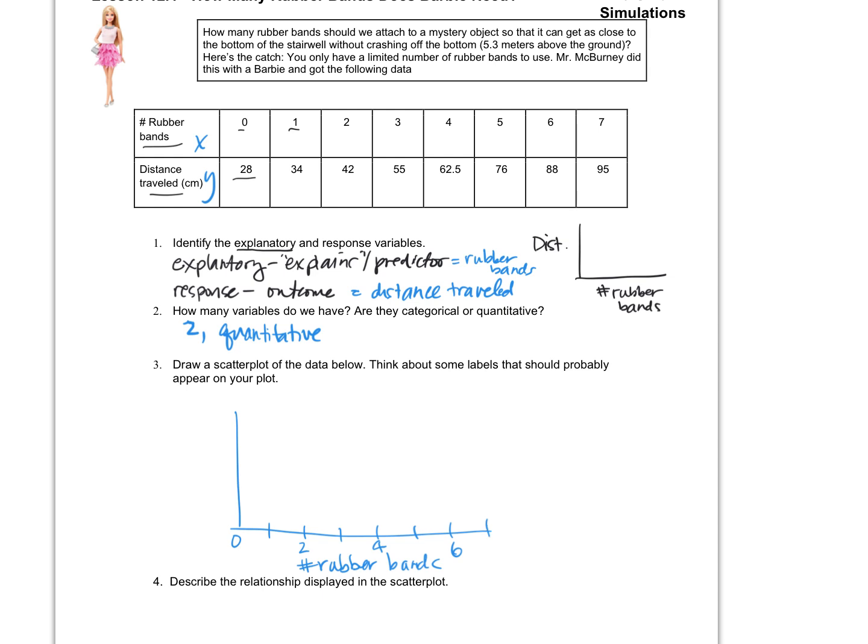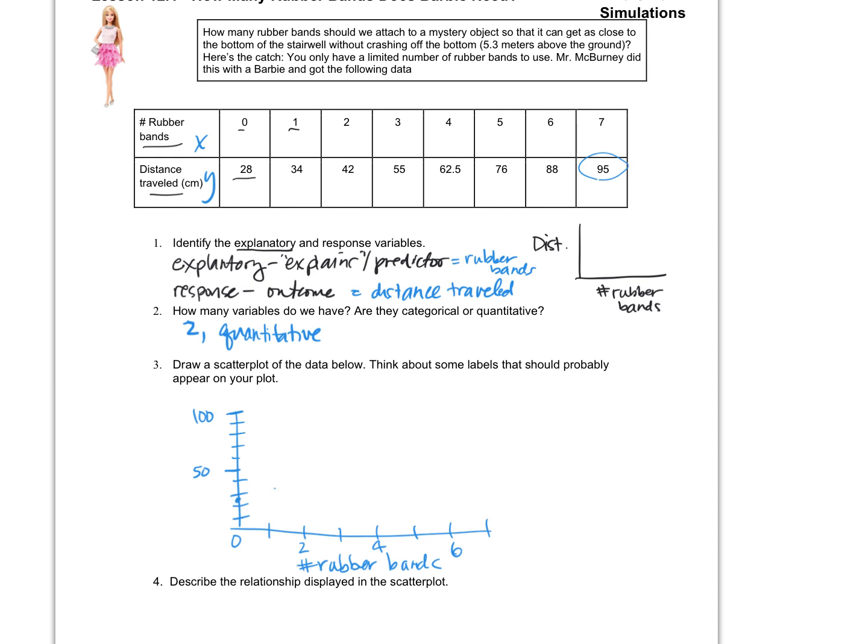And as I think about my y-axis, I would look at my values in the table. The highest one goes up to 95, so I might take it up to 100. Split the difference. 40, 30, 20, 10. All right. And then all you would do is plot your points. You remember how to plot points from algebra? X and Y. So at 0, I'm at 28.